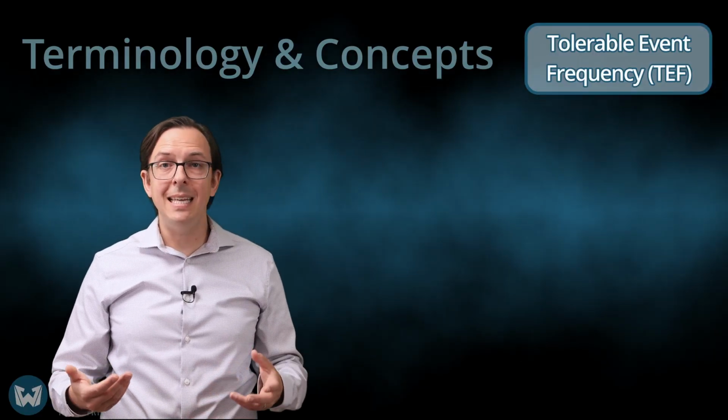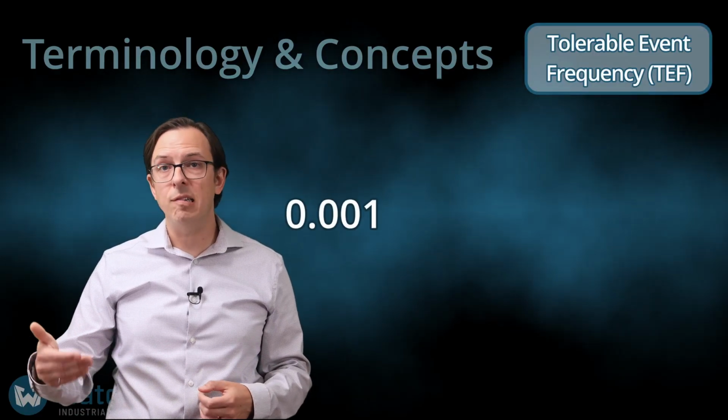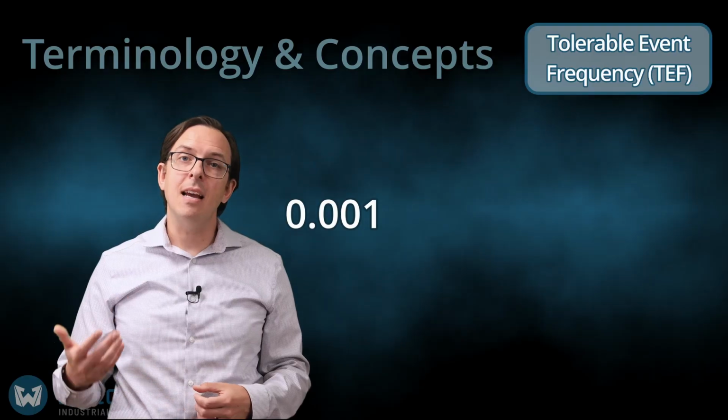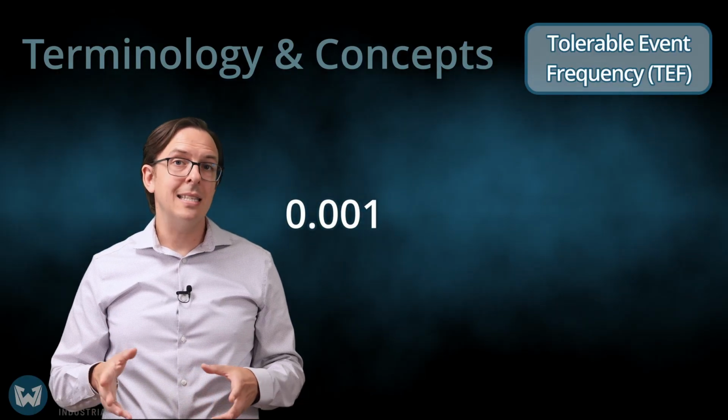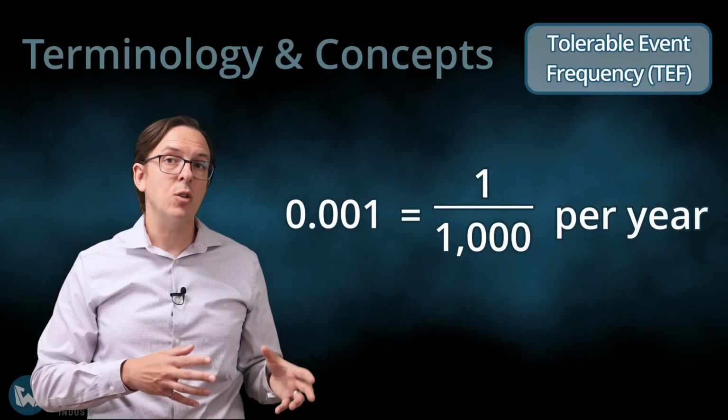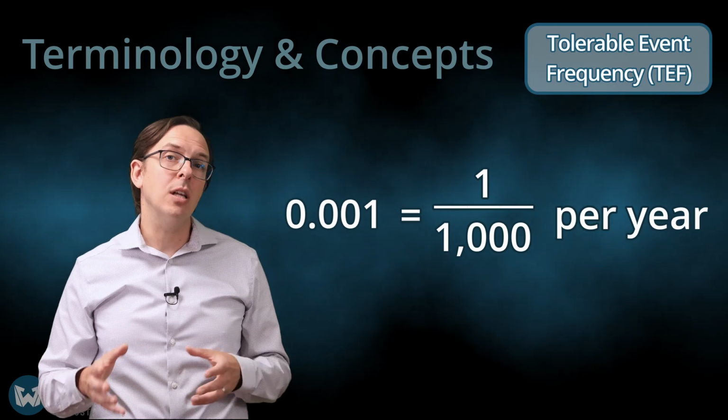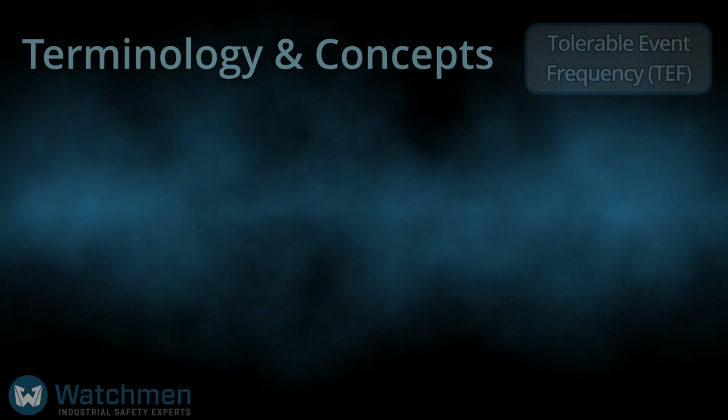TEF is given in events per year. For example, a TEF of 0.001 indicates that the scenario is not tolerable unless there is a 1 in 1,000 chance or less that the scenario will occur in a given year.